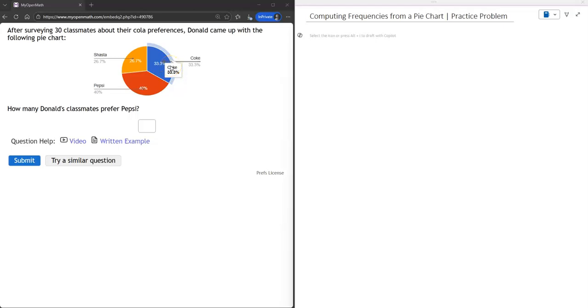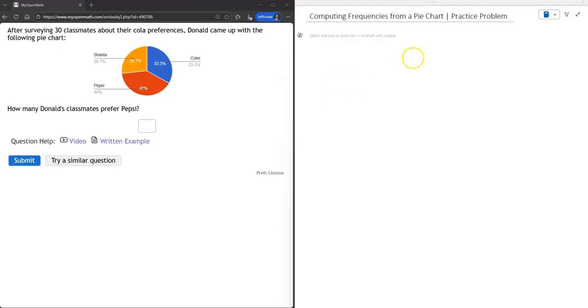In this tutorial, I will show you how to compute frequencies from a pie chart. Let's read the question. We have, after surveying 30 classmates about their color preferences, Donald came up with the following pie chart. And the question is, how many of Donald's classmates prefer Pepsi?